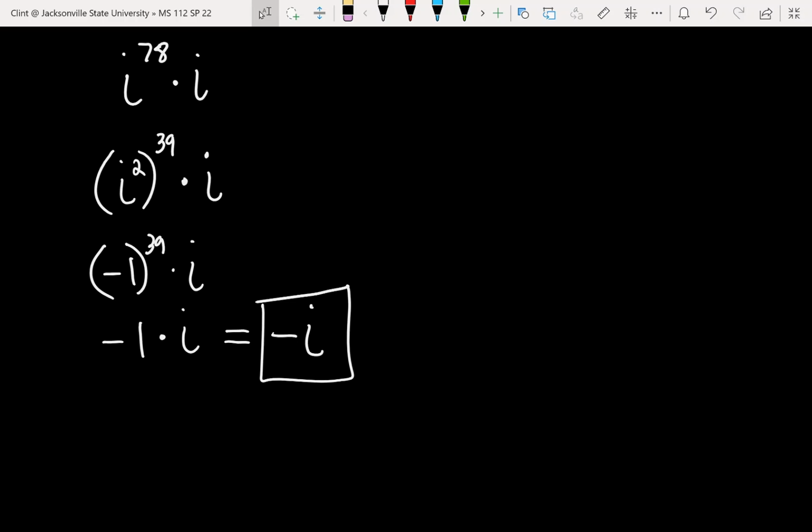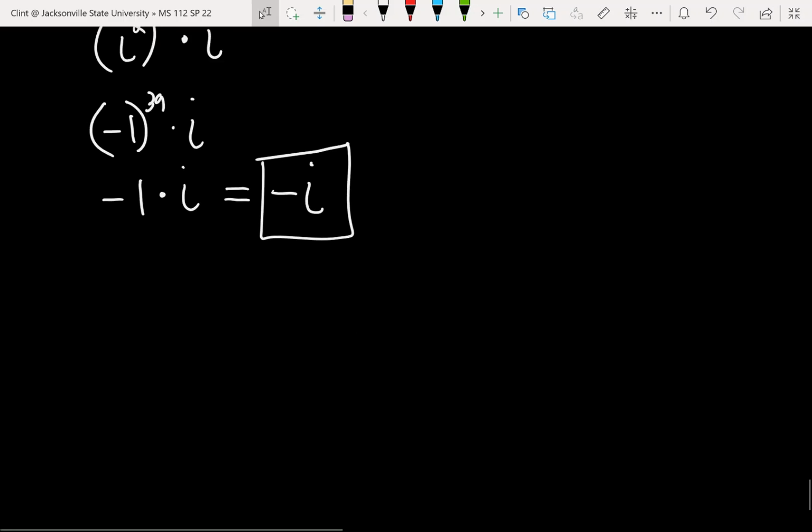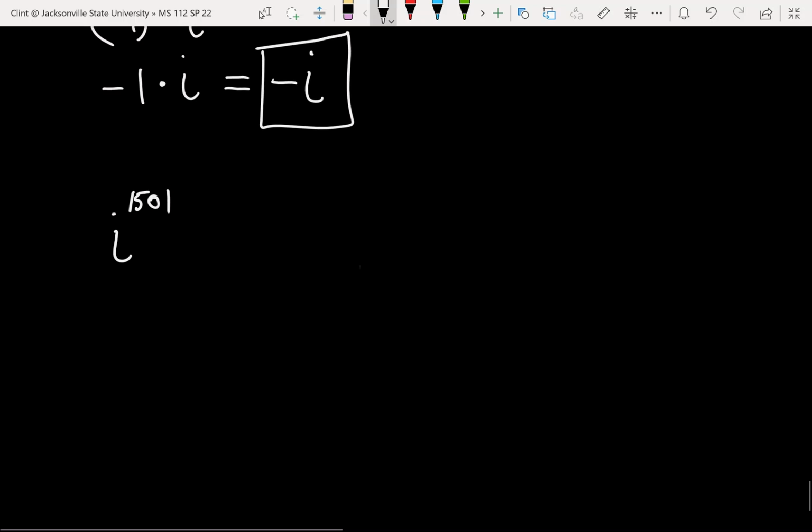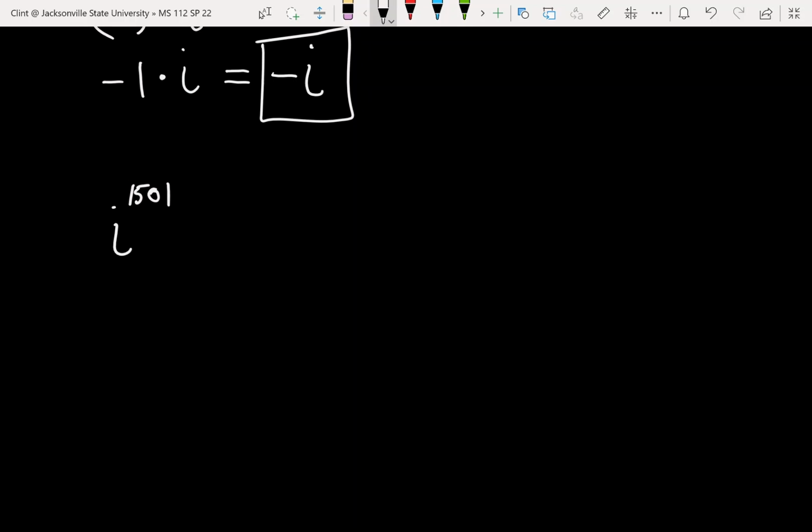Not bad. When you get the technique down, it's really not that much harder to do a really big exponent. So let's do i to the 1501. It's not really that much harder. Maybe for dividing the exponent by 2, you might need a calculator. 1501 is odd, so I know I've got to break one off. So I'm going to say that's i to the 1500th times i.